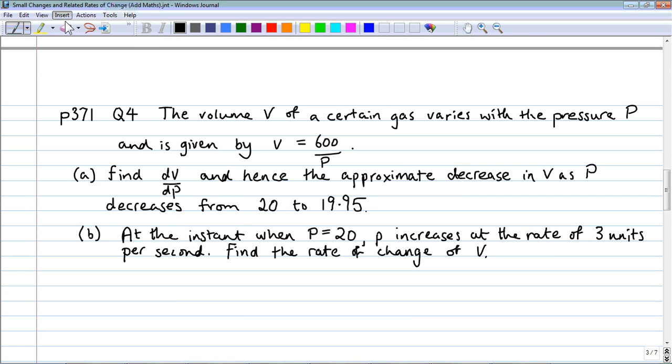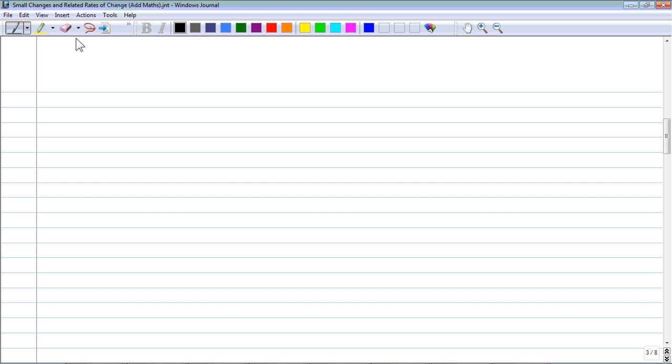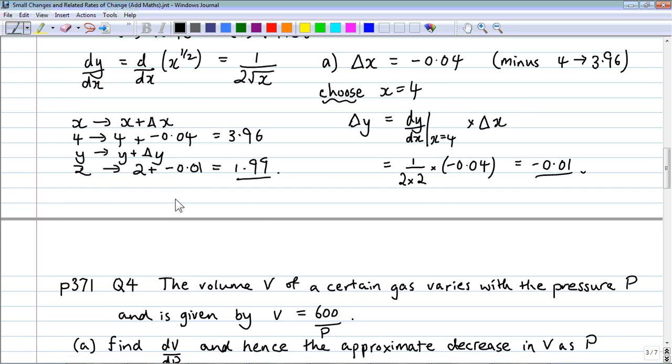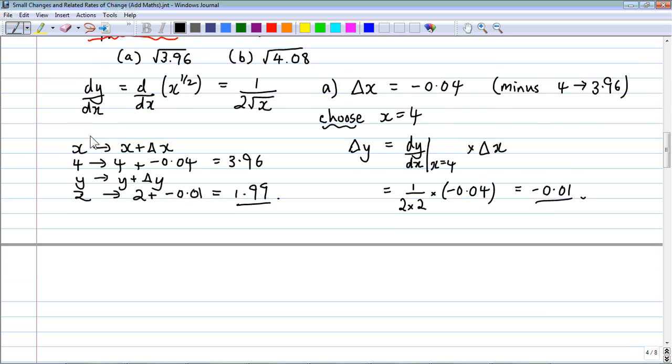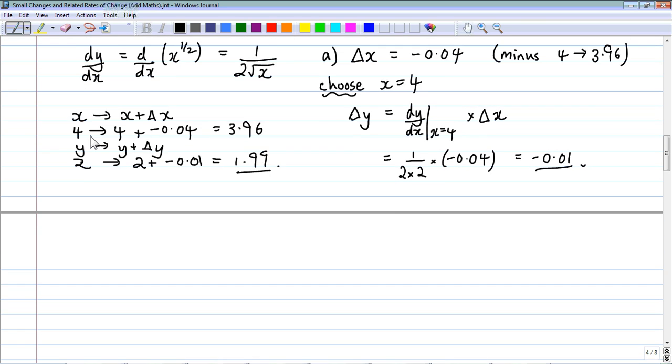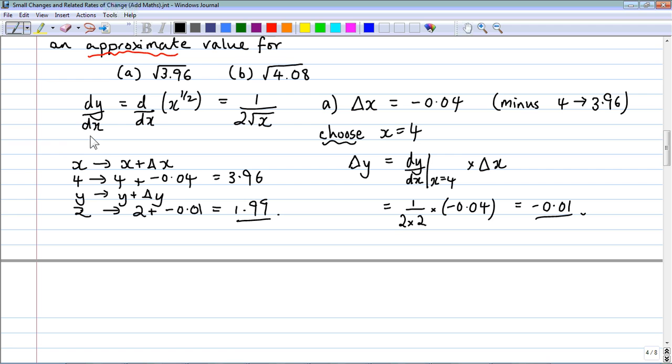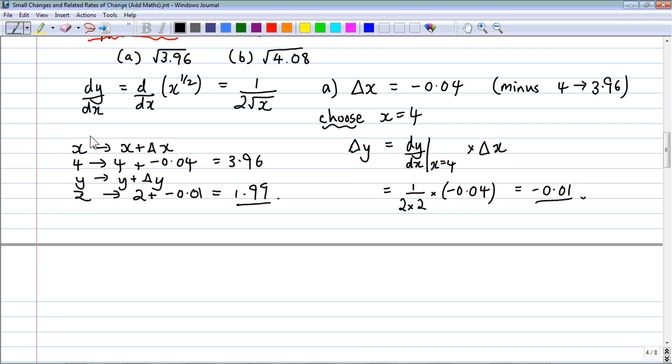Okay, let me just insert a new page. So that was part A. I hope you understood the idea. If you understood the idea, you can try part B on your own and then pause the video and come back.